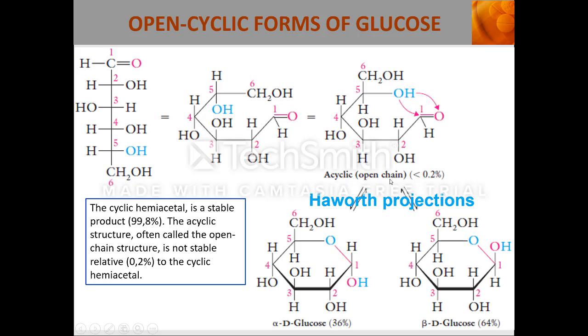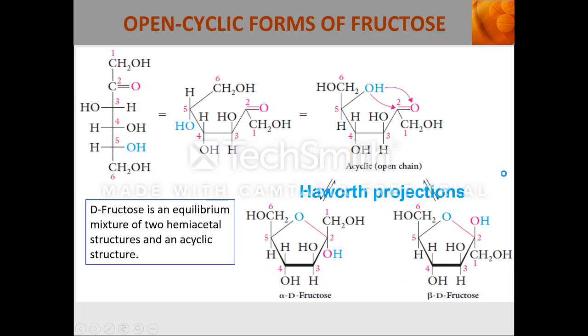The acyclic structure, often called the open chain structure, is not stable relative to the cyclic hemiacetal. In solution of D-glucose, more than 99.8% of the D-glucose is present as a cyclic hemiacetal structure, with less than 0.2% present as the acyclic structure. The beta anomer is about twice as abundant as the alpha anomer. D-fructose and other ketohexoses also exist as cyclic hemiacetals.